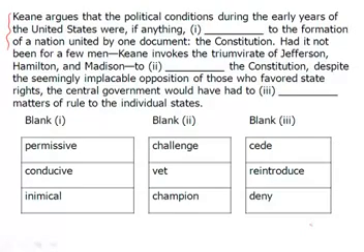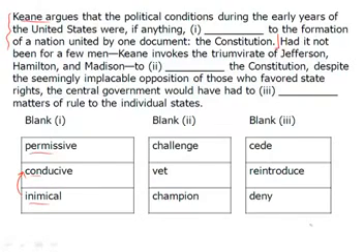Yeah, this one's kind of monstrous. It's about 7 or 8 lines worth of verbiage. But let's sift through it and see if we can figure out which blank is the easiest one to work with and where the hidden clue is. Keene argues that the political conditions during the early years of the U.S. were, if anything, blank to the formation of a nation united by one document, the Constitution. Well, it could be permissive, conducive, inimical, which would more or less be the opposite of those two. But really, based on the sentence up until this point, there's nothing that lets us say, oh, it's definitely A, B, or C.